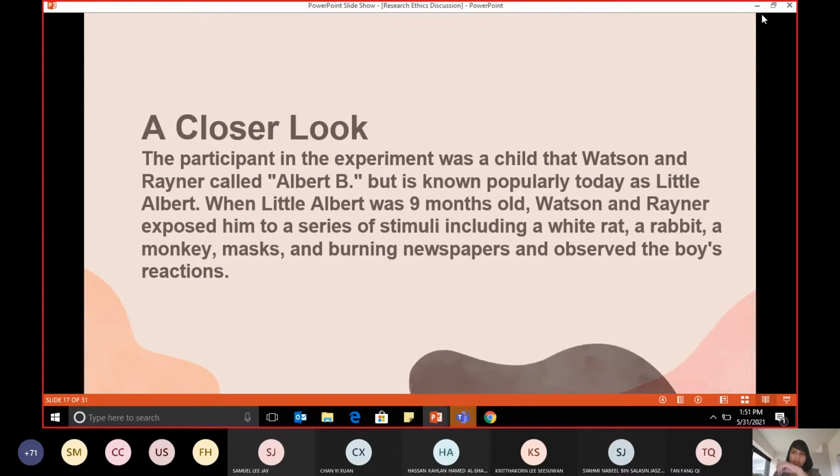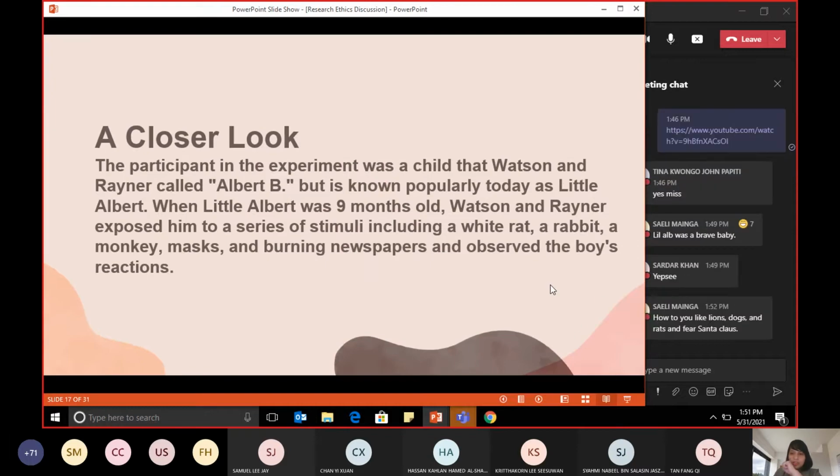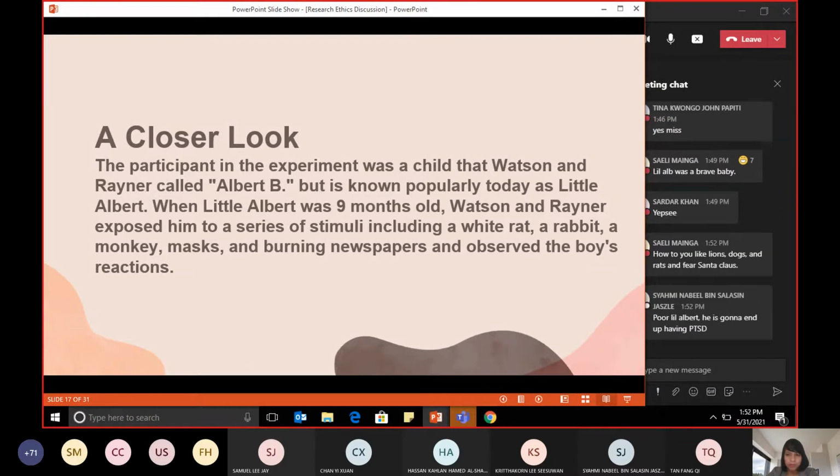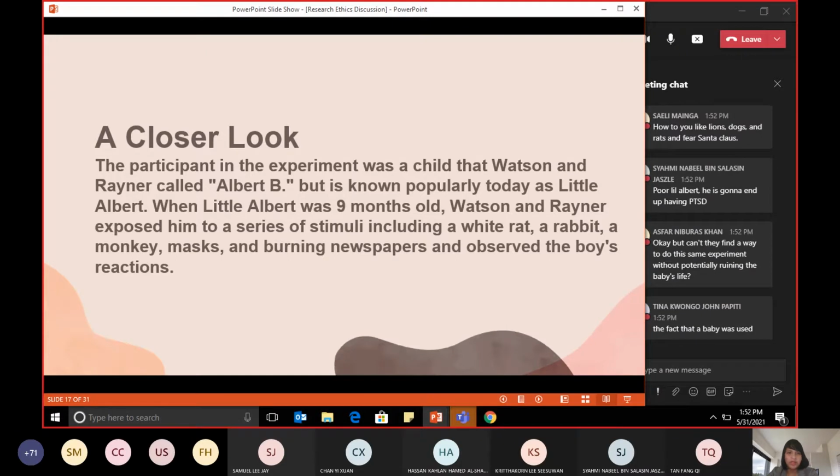Okay, what is wrong with this experiment? Based on the video that you watched earlier, what is wrong? What is wrong with the experiment? Do you think it is wrong? PTSD, yeah. And they find a way to do this same experiment without potentially ruining the baby's life. Yes, his life is actually ruined because he had the trauma. Okay, he had the trauma that earlier you could see from the video.